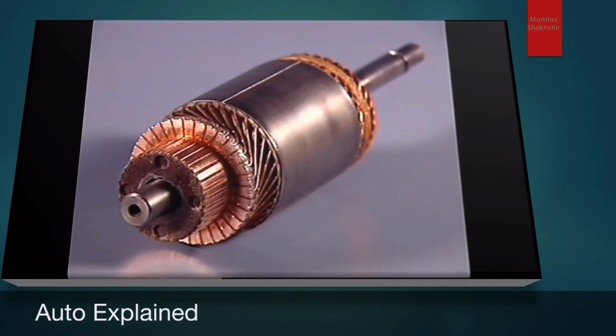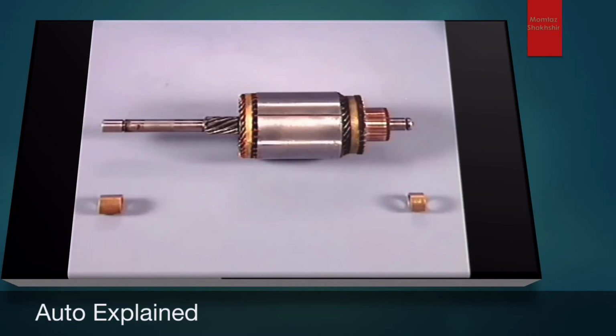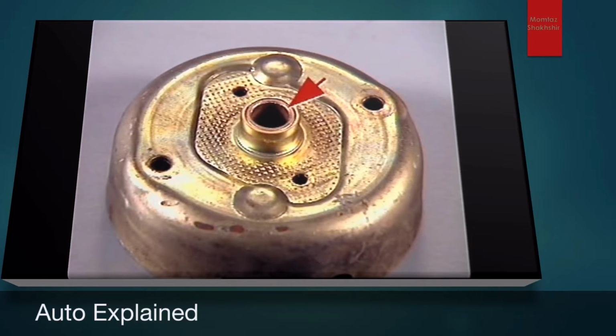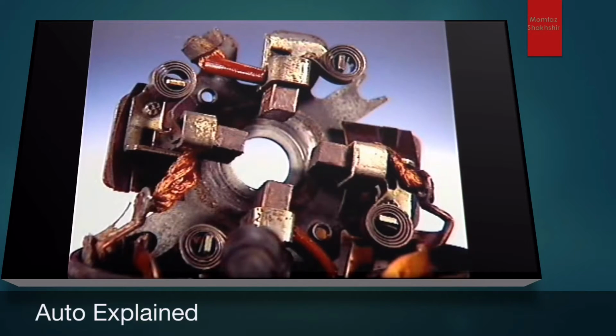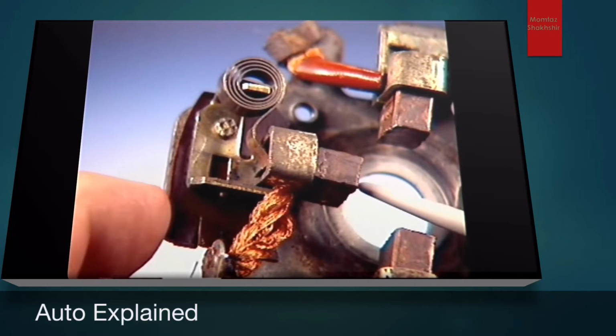The armature shaft is supported at each end by bushes pressed into end frames, which locate the armature centrally in the outer casing or yoke of the motor. The commutator end frame carries the copper-impregnated carbon brushes, which conduct current through the armature when it is being rotated in operation.